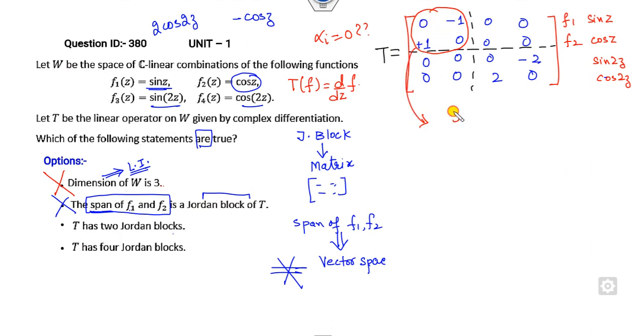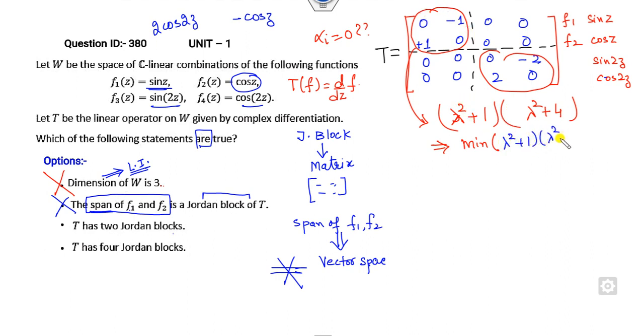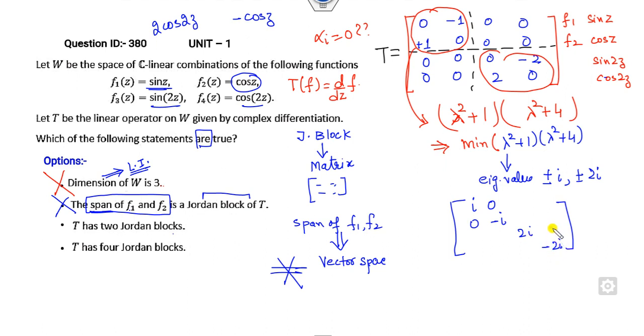So what is the characteristic equation of this? It is lambda square plus 1. What is the characteristic equation of this? Lambda square plus 4. So what is the minimal polynomial of this? That is the characteristic equation of the complete matrix. The characteristic and minimal polynomials are non-repeating, so it is the same thing. What are the eigenvalues of this matrix? Plus minus i, plus minus 2i. Now we can define the Jordan blocks. So these are the eigenvalues: i, minus i, 0, 0, 2i, minus 2i, 0, 0.